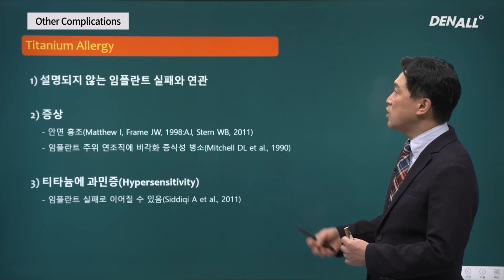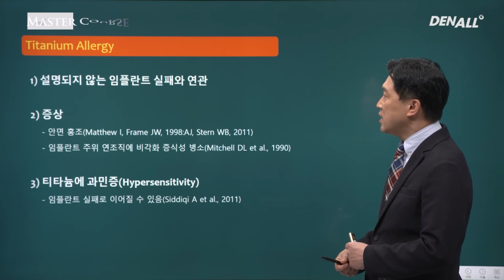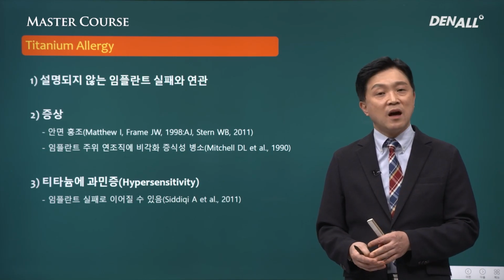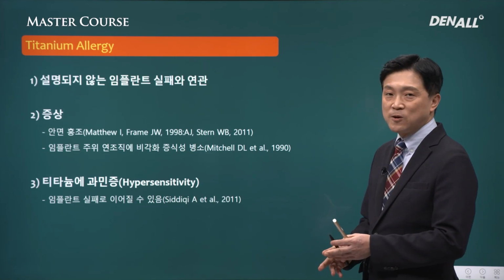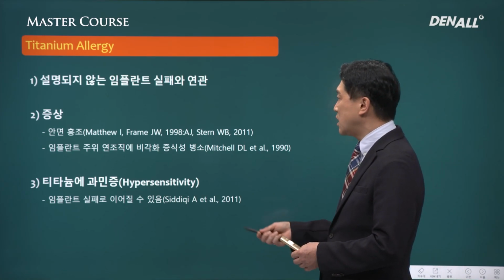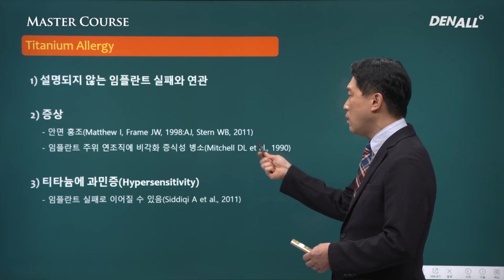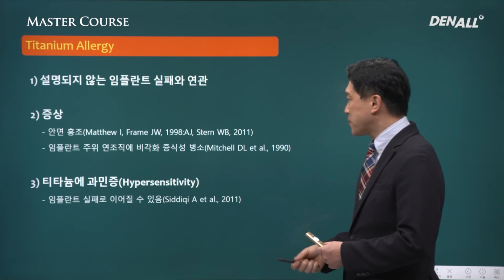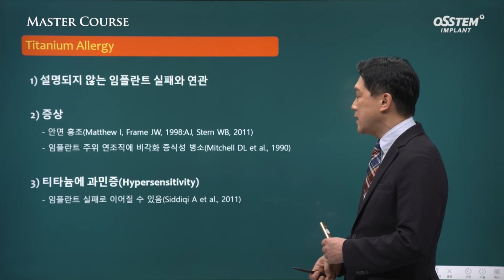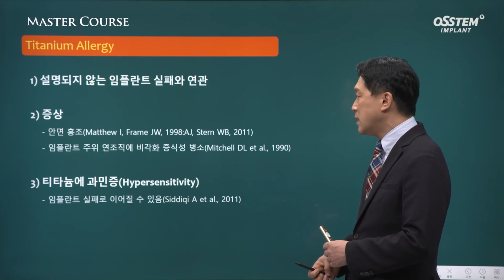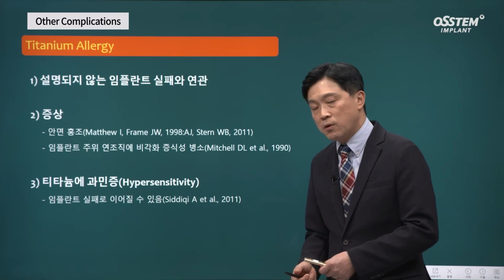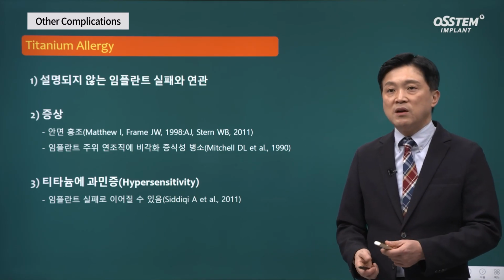Next is titanium allergy. This is related to unexplainable implant failure. For some reason, implants may fail at times. The patients with allergy against titanium show facial flushing and non-keratinized proliferative lesions around the peri-implant soft tissue. Hypersensitivity against titanium can be a factor leading to implant failure.